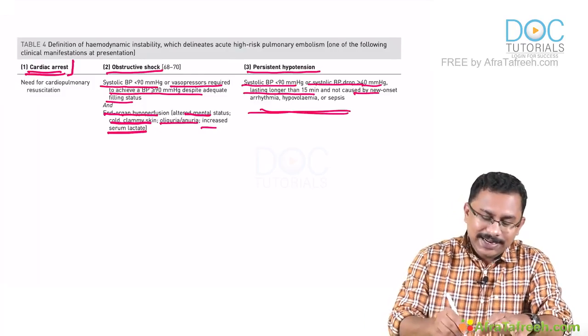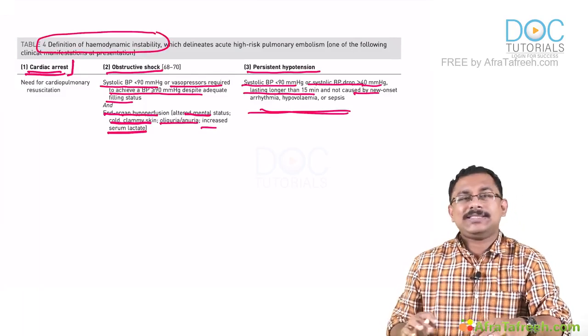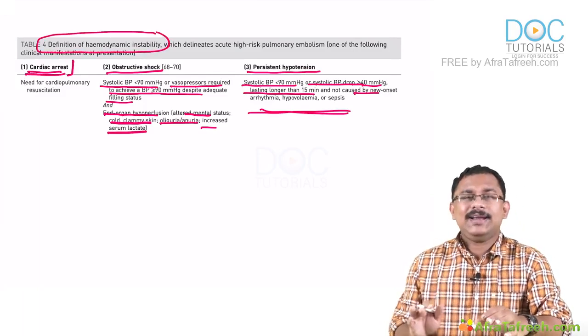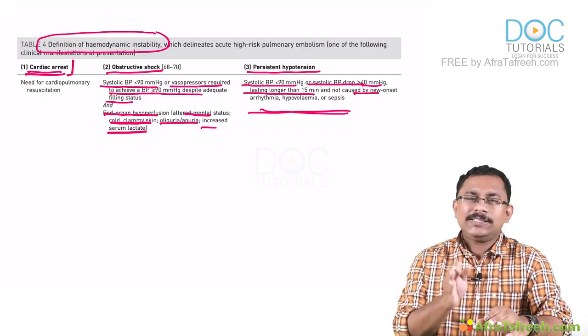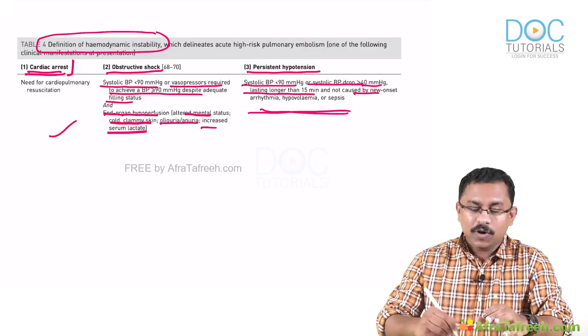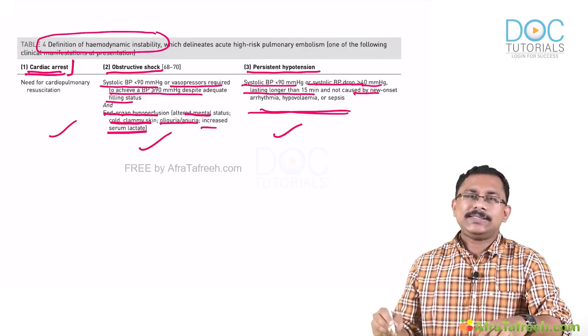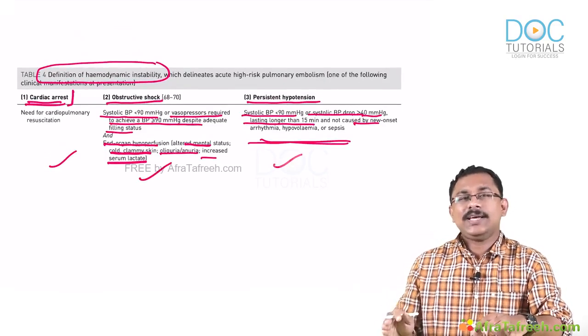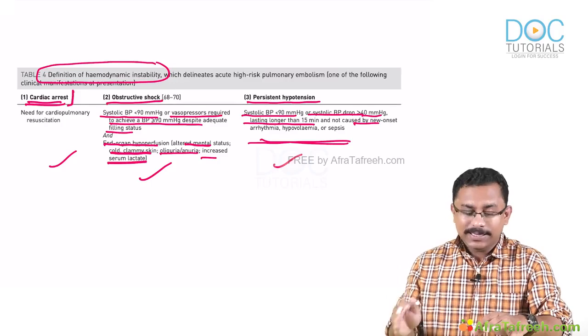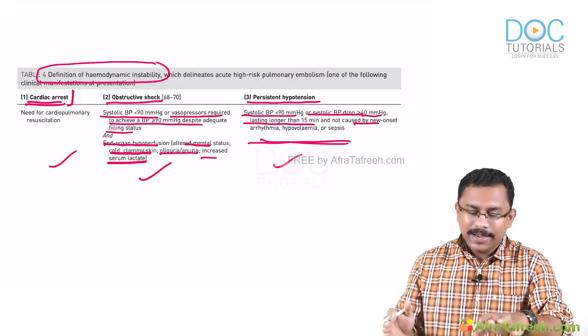Okay, so this is the definition for hemodynamic instability. Since the guideline has defined what hemodynamic instability is, you have got to know these three terms: cardiac arrest, obstructive shock and persistent hypotension. That is when you say the patient has got a hemodynamic instability. Either of these, okay, either of these three.